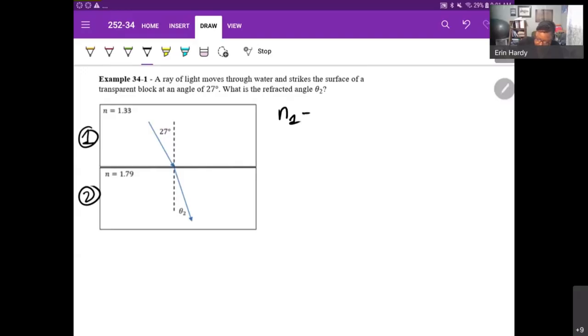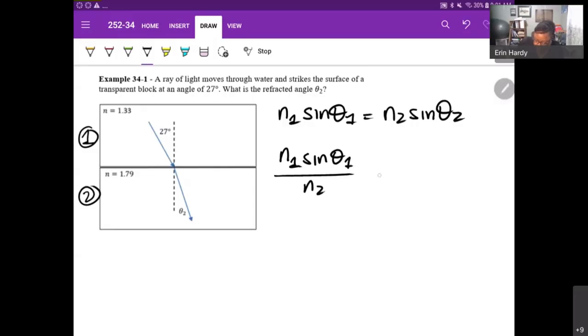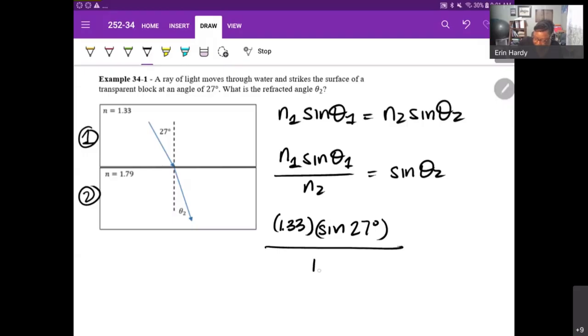We have n1 times sine theta 1 being equal to n2 sine theta 2. We're looking for our theta 2 here. So our first move should be to divide both sides by n2, so we can get sine theta 2 by itself on one side. Let's plug in what we know: 1.33 times the sine of 27 degrees. We can divide that by the index of refraction for the second material.